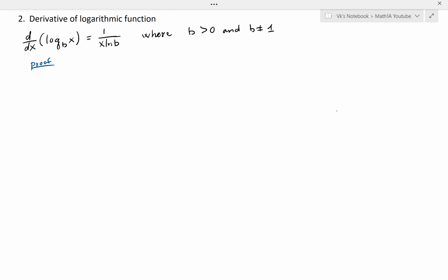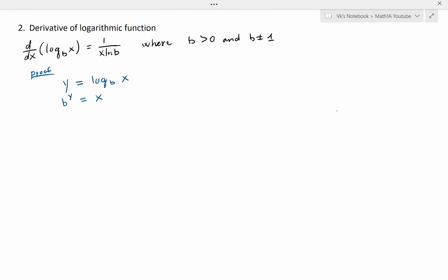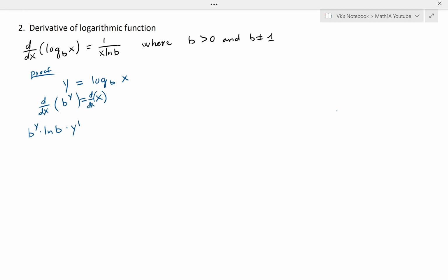Let's prove it. y equals log base b of x. From here we use the inverse property, and that gives us x equals b to the y. So now we can take the derivative with respect to x on both sides. On one side, we use what we got earlier: the derivative of the exponential function is b to the y times ln b times y prime, because y is a function of x. The derivative with respect to x of x is 1. So now y prime is 1 over b to the y ln b. And we know b to the y is exactly x. So it's 1 over x ln b. Yay! And that proves it.